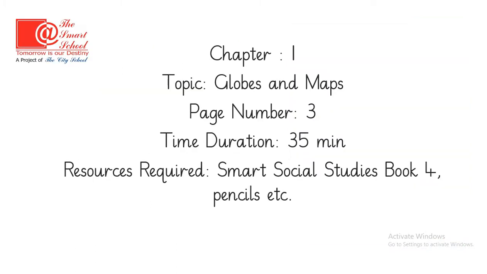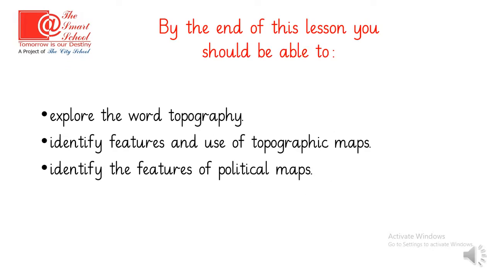We will complete chapter number 1 today, which is globes and maps. The information given on page number 3 of the book will be discussed. The time duration of today's lesson is 35 minutes and the resources required for today's lesson are Smart Social Studies book 4 and pencils. Now let's review the objectives of the day. By the end of this lesson, you should be able to explore the word topography, identify features and use of topographic maps, identify the features of political maps.